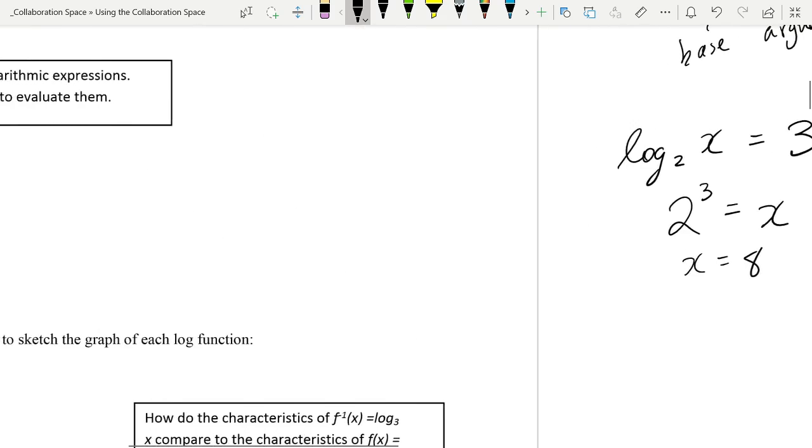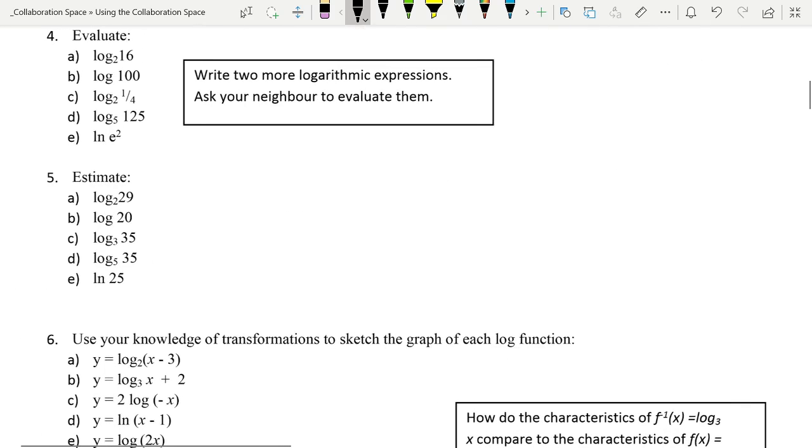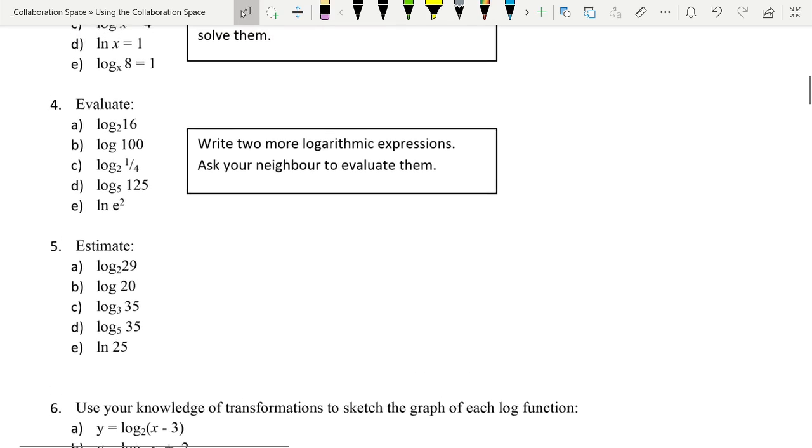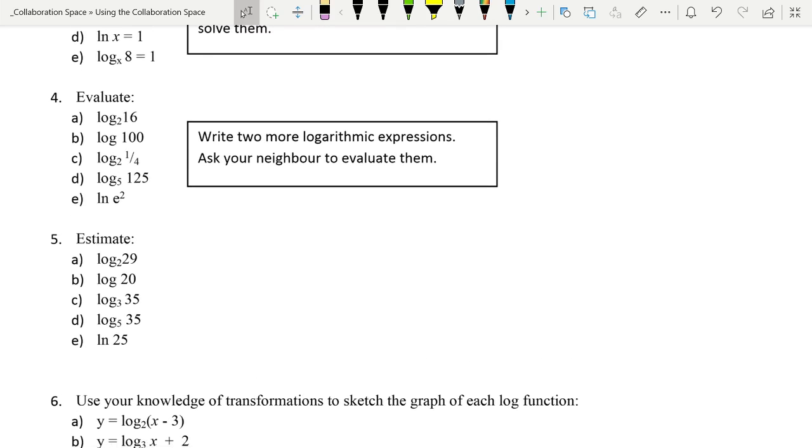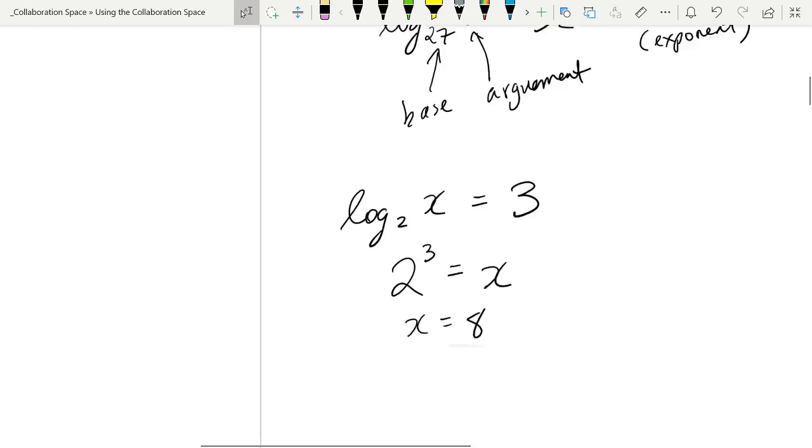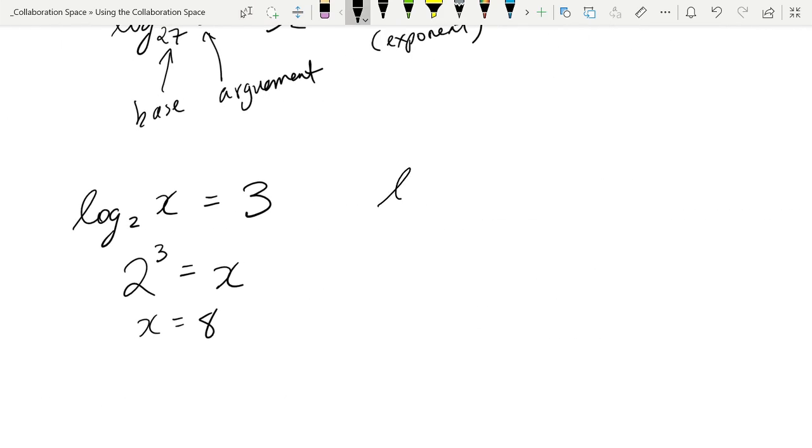Let's pick a different one. How about evaluate log to the base 2 of 16? Let's just do 4a. So here, how do I do that? This is what I was saying a minute ago. This is the kind of stuff you were unable to do before unless it was easy. Now this actually is an easy one. 2 to some power of x is 16.